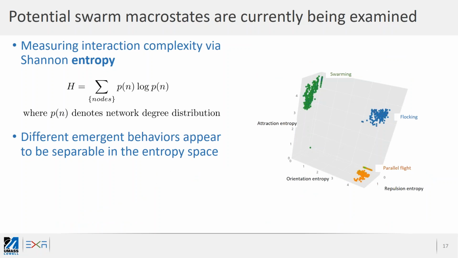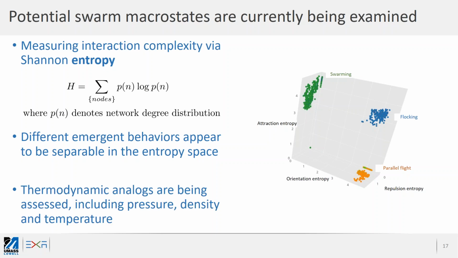In the entropy space, we can see that there are three different kinds of behaviors that occur, which are similar to the three different kinds of behaviors we see in simulation and in our lab experiments, and that is swarming, flocking, and parallel flight. So we are able to use the network entropy as a macro state for describing how the swarm will behave based on its rules. And right now, we're also looking at thermodynamic analogs, essentially pressure and temperature, to figure out additional global scale properties of the robotic swarm. So that's our discussion on challenge 2.